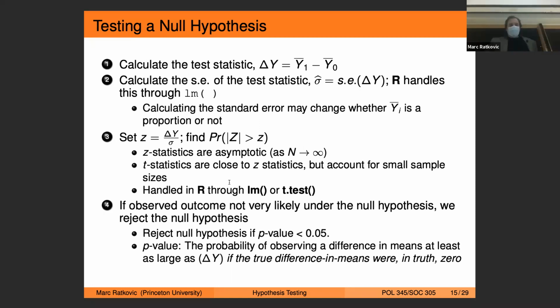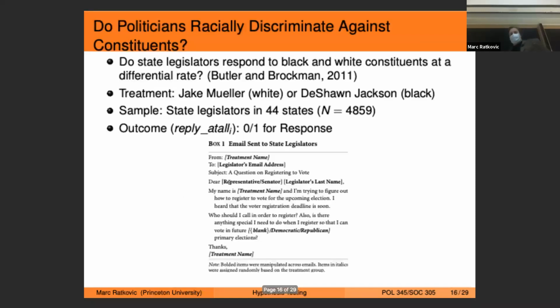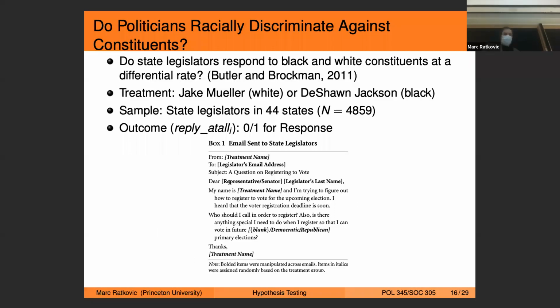So we're going to look at a really neat survey experiment done about 10 years ago by Butler and Broockman. They wanted to know whether state legislators respond to Black constituents at a different rate. We're going to look at results from this and do some statistical hypothesis testing in the context of the data. The treatment is whether we send an email to legislators across the country. Treatment is assigned as a name, an associated correspondent, or a person writing, like John Jackson, the African American correspondent.